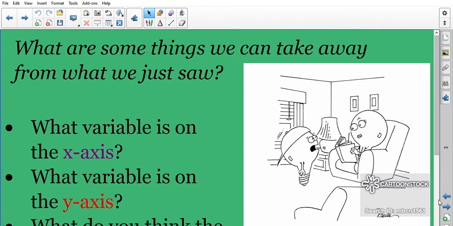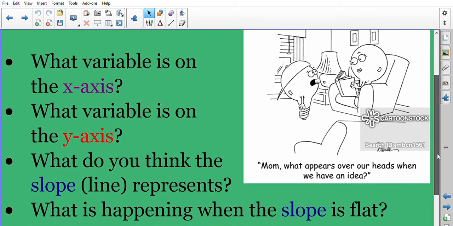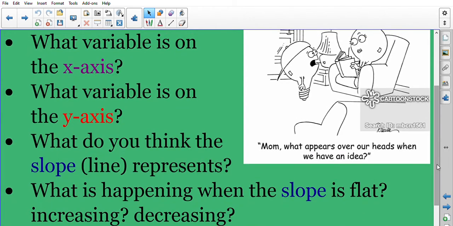So some things that we can take away from this graph from what we just saw. What variable is on our x-axis? Well, our x-axis showed our time variable, and it was measured in seconds in that case. What variable's on the y-axis? Well, our y-axis showed our position or our distance. And then what do you think the slope represents? And so this one is a little bit different.